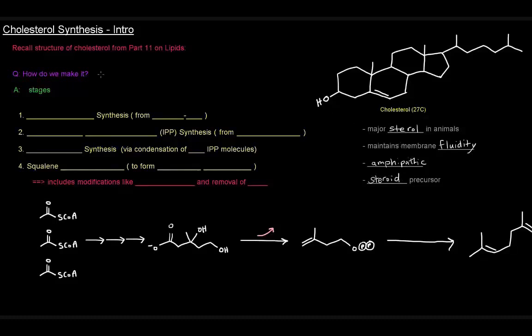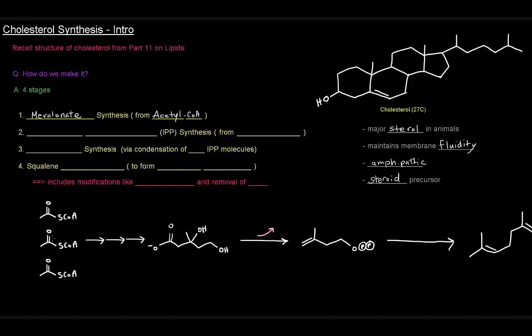Now the question is, how do we make it? Well, there are actually 4 stages involved in making cholesterol. The first one is mevalonate synthesis. And I do want to comment on this and say that they're called stages, not steps, because each stage has many steps. So the first one, yes, is mevalonate synthesis, and we're going to be making mevalonate from acetyl-CoAs.